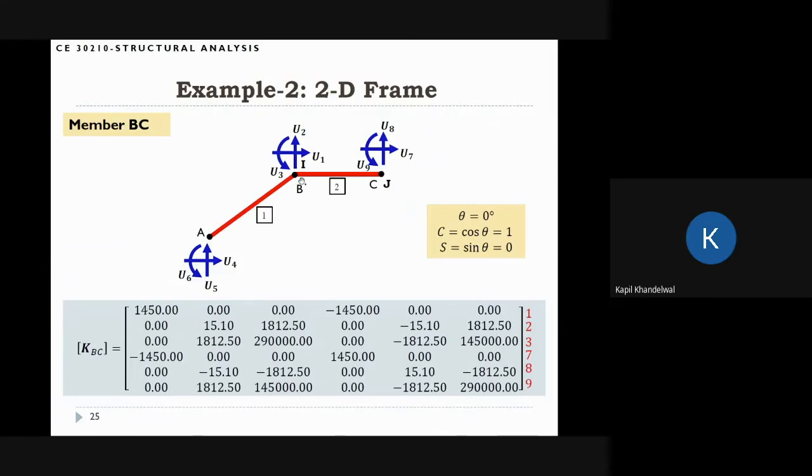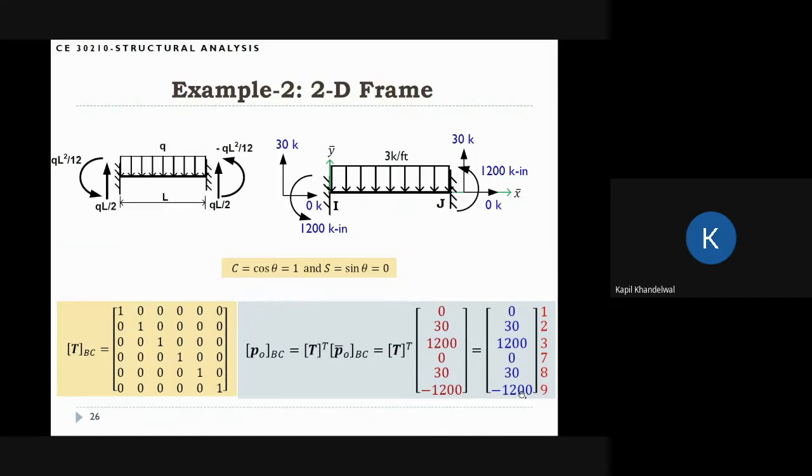And the degrees of freedom should be first the I node degrees of freedom, that will be UI, VI, theta I. So it will be 1, 2, 3, and then 7, 8, 9. So 1, 2, 3, 7, 8, 9. So this is the ordering here. And then we can go ahead and find the fixed end member forces also.